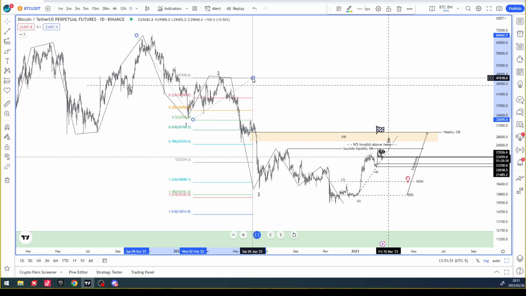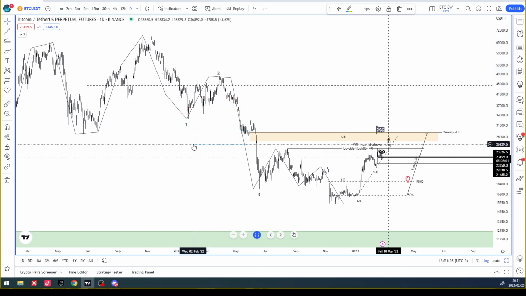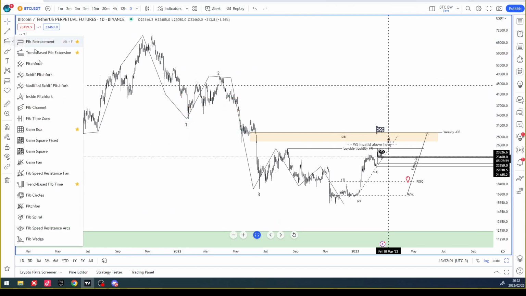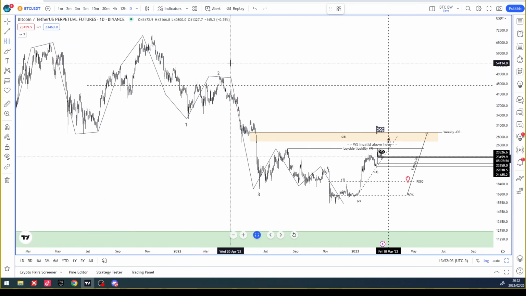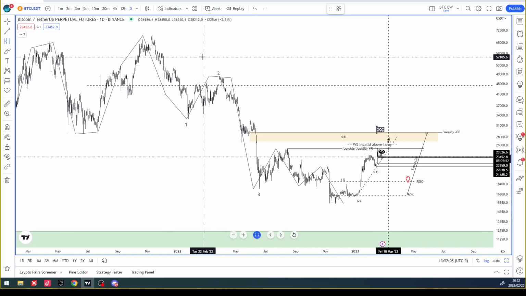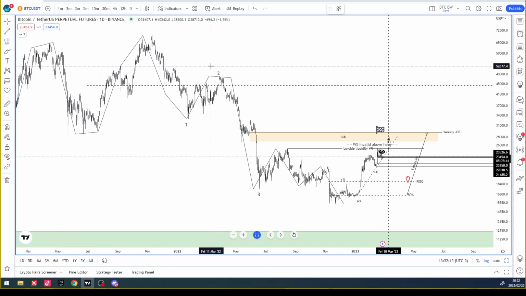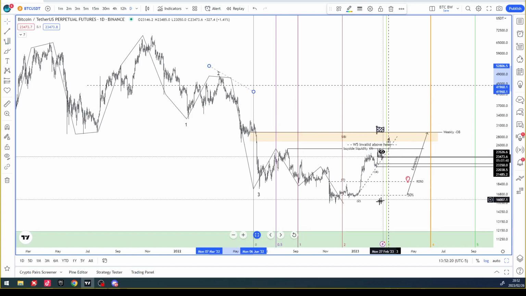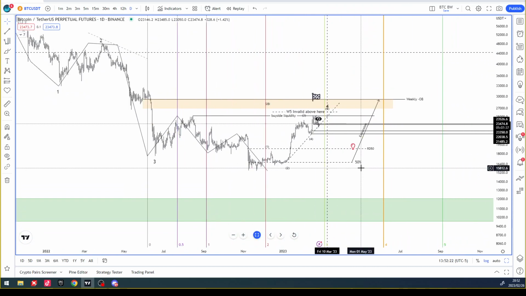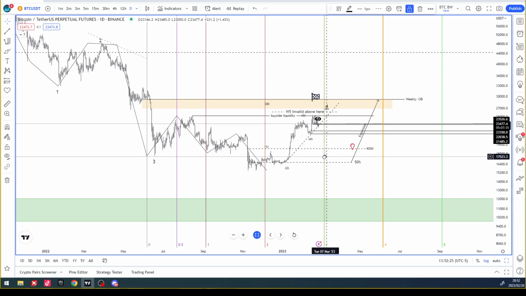Also not ideal for any kind of C wave. We'd either want to see a 1:1 extension or 1.618 extension, which we fell short of. The other thing we have to worry about here is time taken. So if we took the length of wave 3, from either one of these two here, let's just go here. The time wave 3 took, let's just go from here to here. We don't want the wave 4 to go beyond that. You can see it's pushing the boundaries of 3 times the amount at the moment.